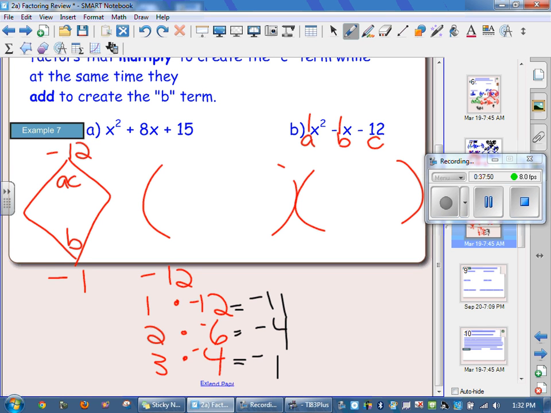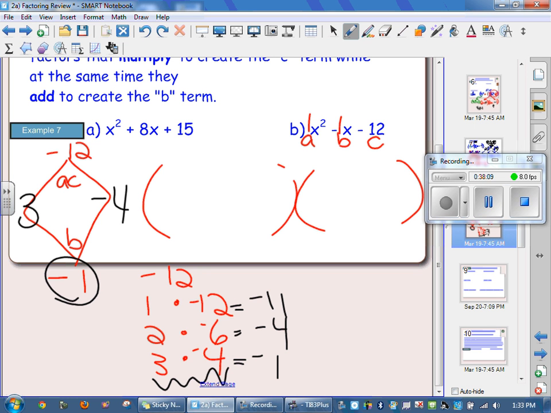Okay, 3 and -4. So the 3 and the -4 now go at the ends of my brackets. So I have a 3 and a -4. I square root my x. Okay, you square root x squared and throw him in front. Am I done?